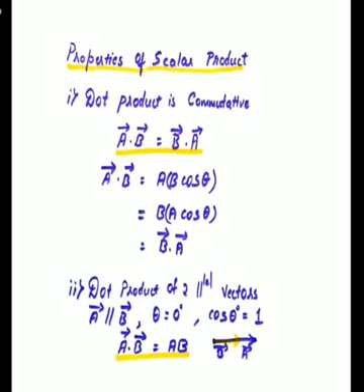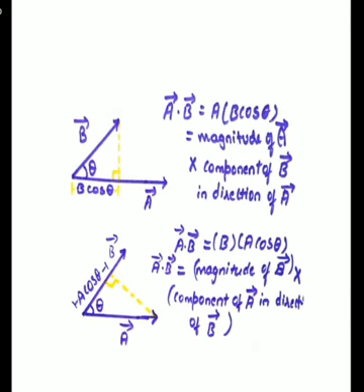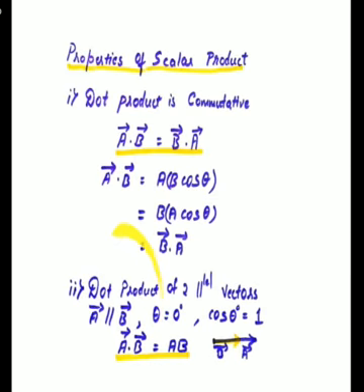Let's see the properties of the scalar product. The dot product is commutative. How can we write it? A dot B is equal to B dot A. Just now I explained using the diagram: see here, A dot B can be written as AB cos theta. Or I can also write B cos theta in terms of B dot A, BA cos theta. See here, AB cos theta is equal to BA cos theta. So A dot B is equal to what? B dot A.